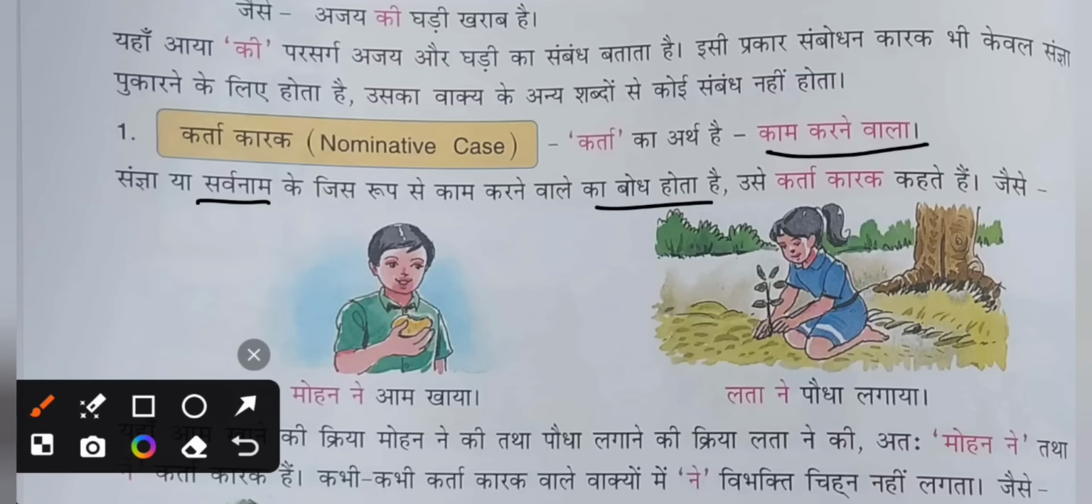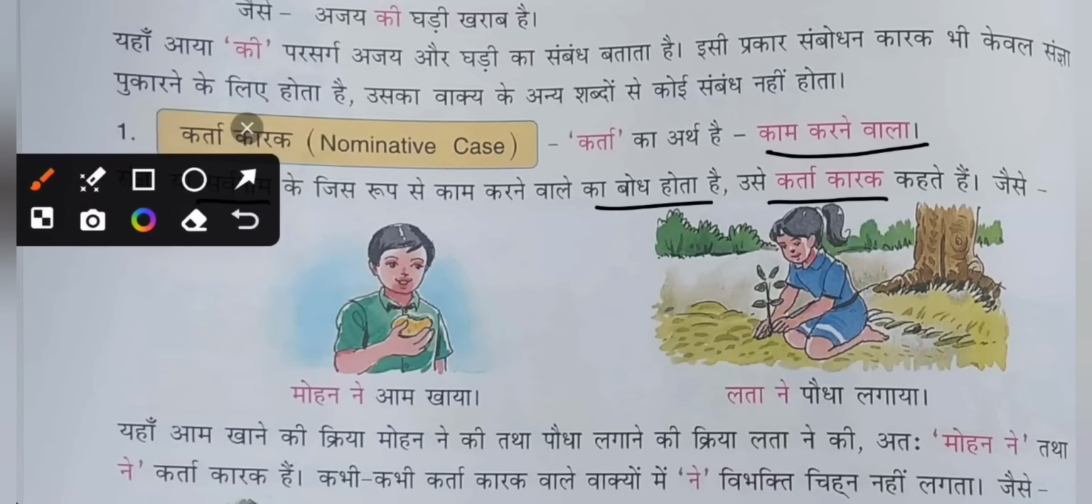The form of noun or pronoun that indicates that some action is happening, we call that karta karak. That is called the subject, nominative case. See for example, मोहन ने आम खाया, Mohan ate a mango. लता ने पौधा लगाया, Lata planted a sapling. Did you observe the sentence?